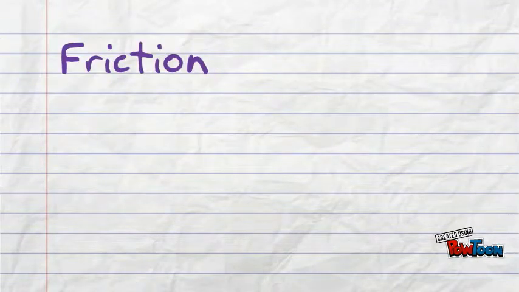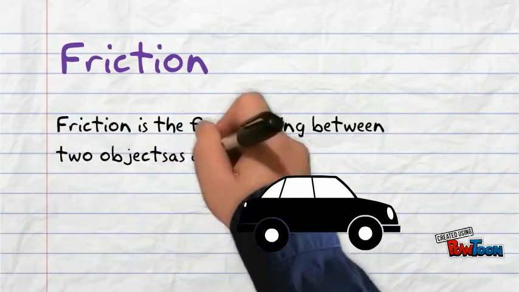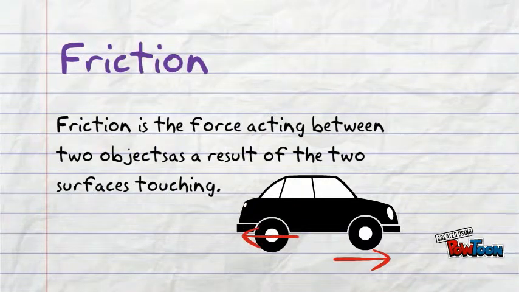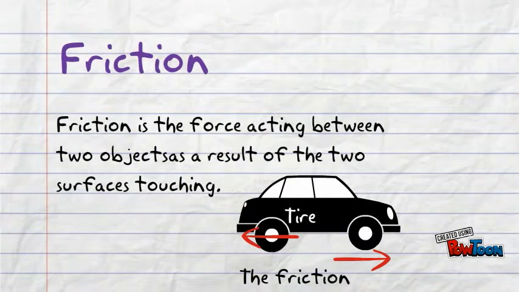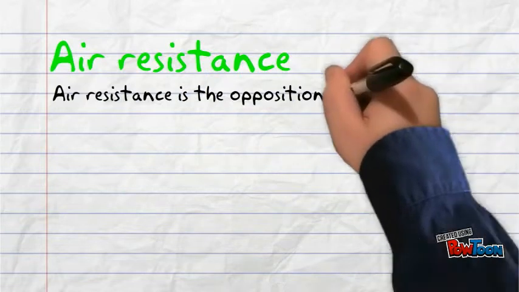Friction. Friction is the force acting between two objects as a result of the two surfaces touching. Air resistance. Air resistance is the opposition of the atmosphere on an object.